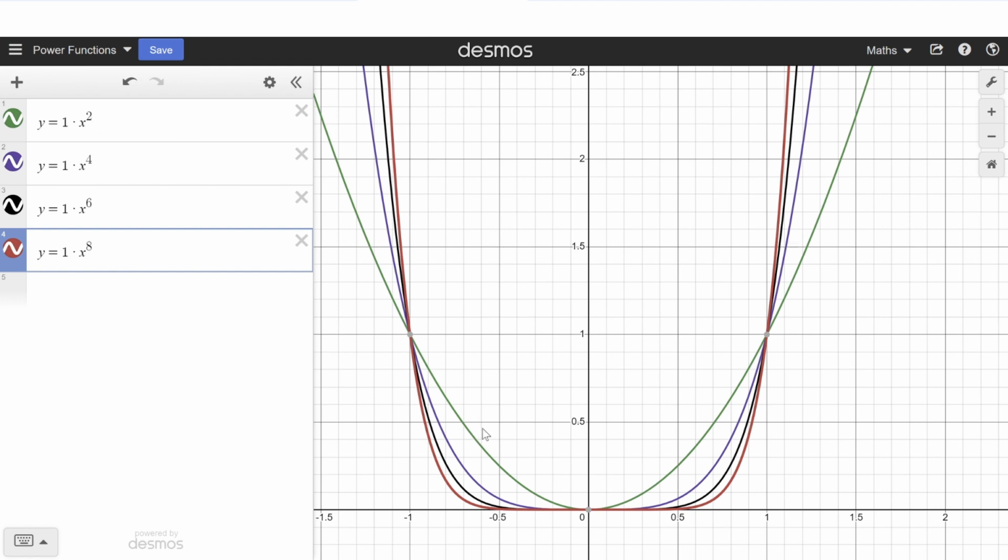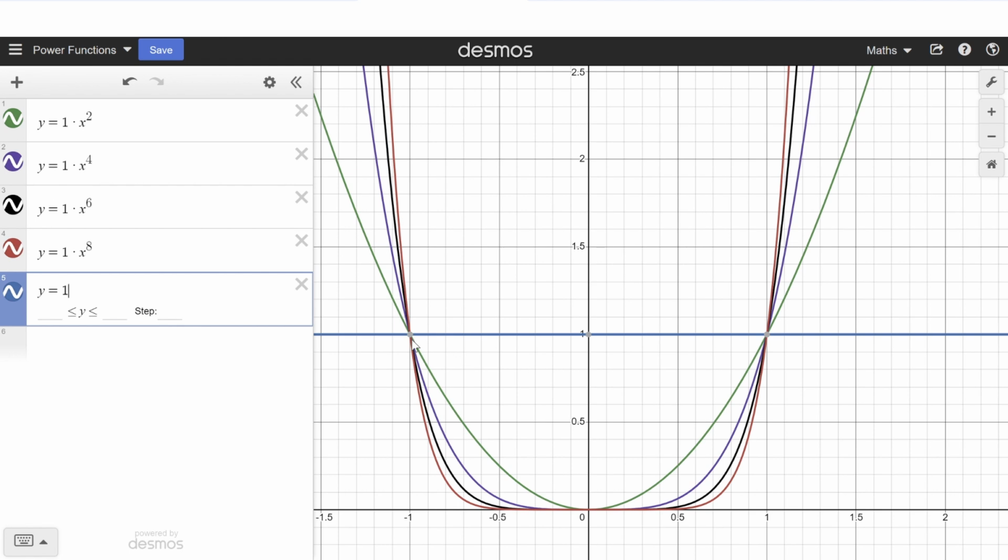Below y equals 1, the graph with a lower exponent, a lower power, for example x squared, is actually above the graphs of a higher exponent. After this blue line y equals 1, we have the trend changing. We know that the graphs with higher exponents are on top. For example, the red line is on top of all of the other graphs.